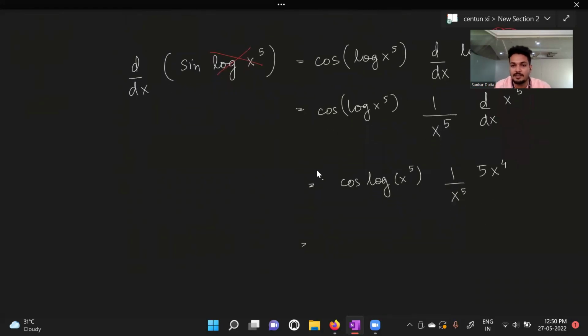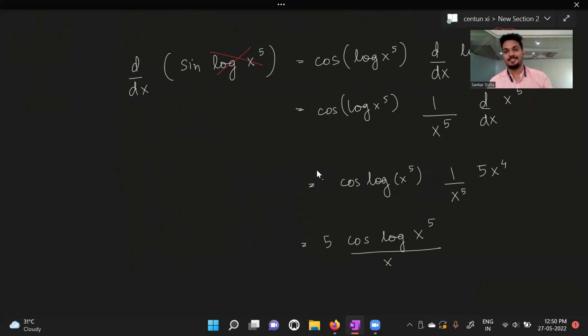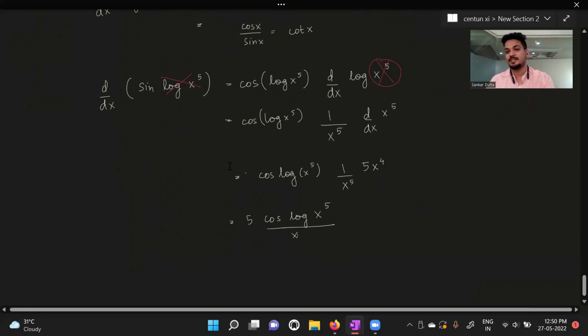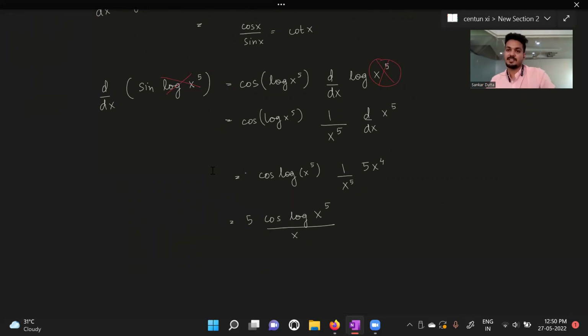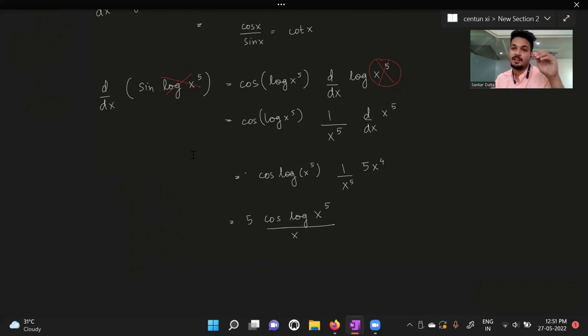So if I simplify this, this will become 5 times cos of log of x raised to power 5 divided by x. Why x? Because x raised to power 4 cancelled with x raised to power 5 and only x remains. Okay, so I think this is the most complicated thing that you will face in physics. If you are able to understand this, I don't think you need to worry about anything in physics. Anything in physics, even in JEE Mains and Advanced, will be lesser than this. Any kind of differentiation that we deal with in physics will be lesser than this complicated question.